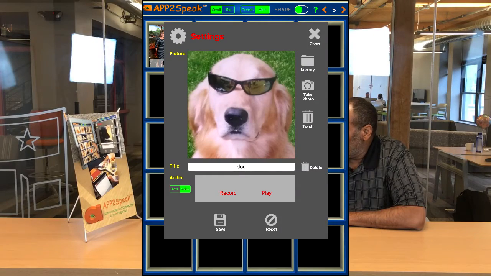The second feature of App2Speak are the custom pages. So it's easy to customize, and you can integrate your own pictures. You can take a picture from your photo library or take a picture within App2Speak. You label it, you put the sentence down that you want it to speak, or you can use a voice and personalize it with a personalized voice.